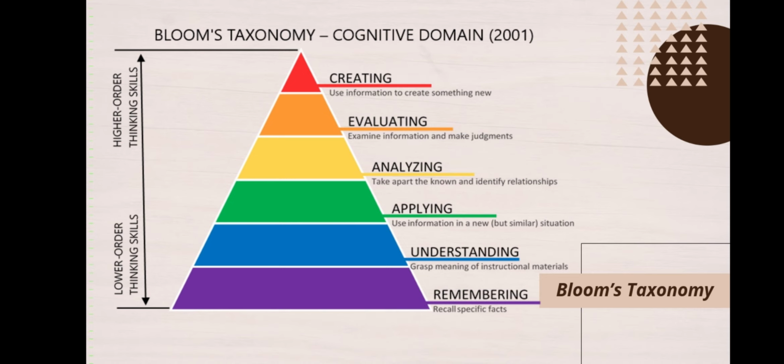Lower order thinking skills. Learning outcomes related to the acquisition of knowledge and basic understanding. Understand. Explaining the meaning of information. Example, summarize the learning competencies being discussed. Remember. Remembering information. Example, define the meaning of learning outcomes.